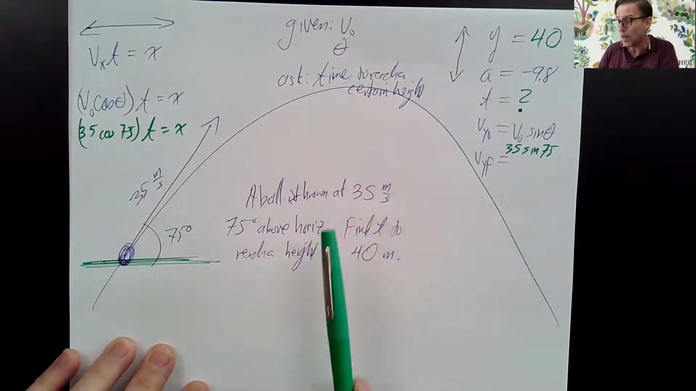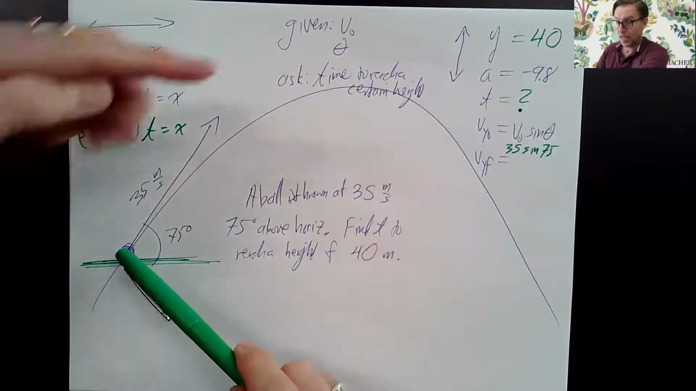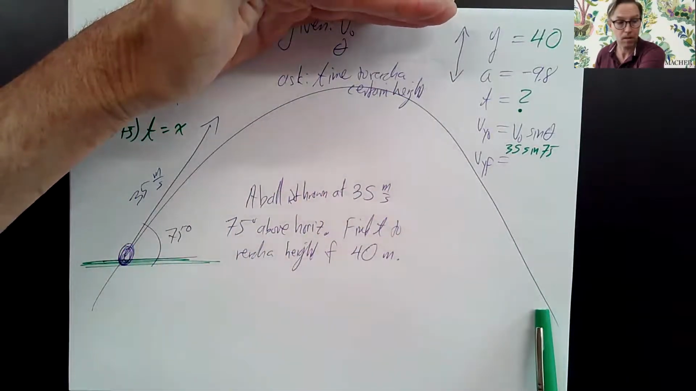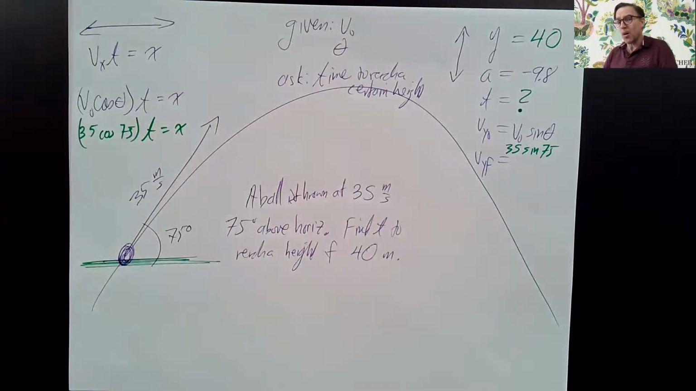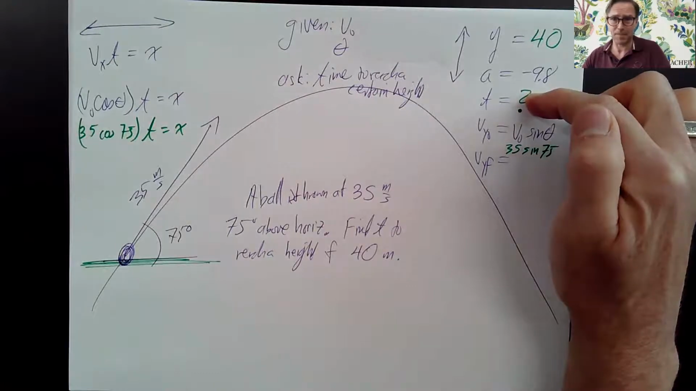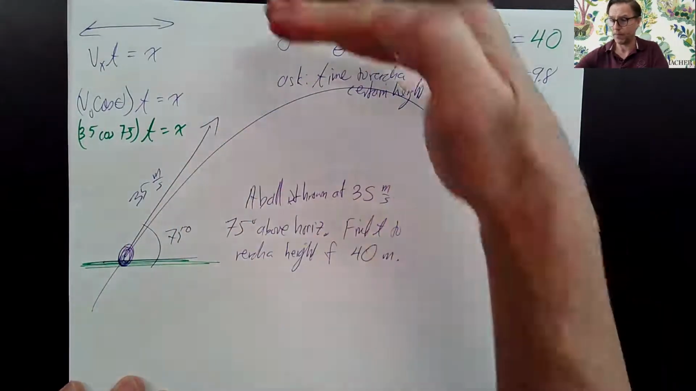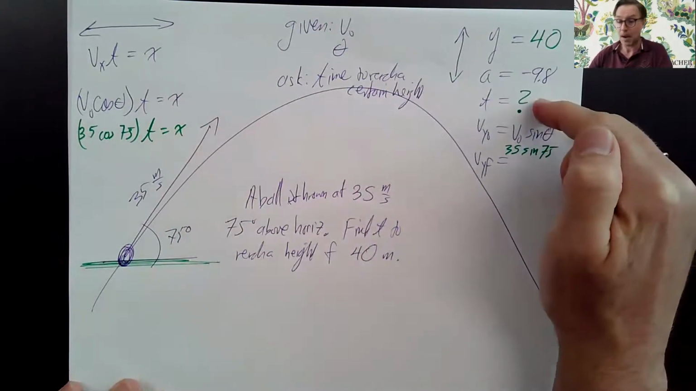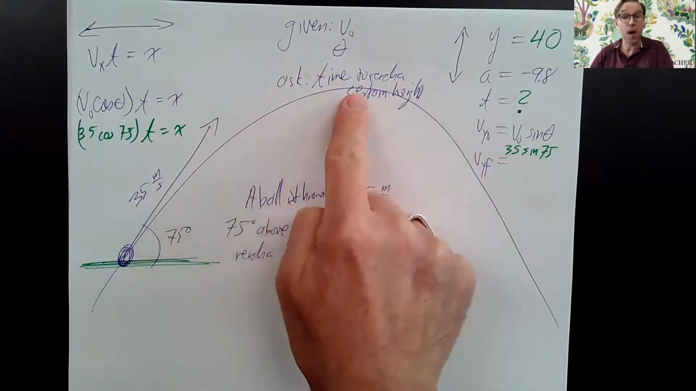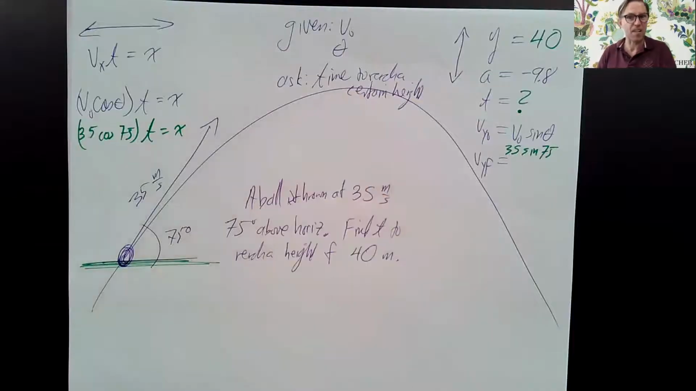Or it may be, what if the maximum height is 30? Then when do I get to a height of 40? Never. So I might get no times when I reach a height of 40, if it doesn't go that high. I might get 2 times that I reach a height of 40, or I might just get 1 time that I reach a height of 40. Let's see how I'm going to figure that out.